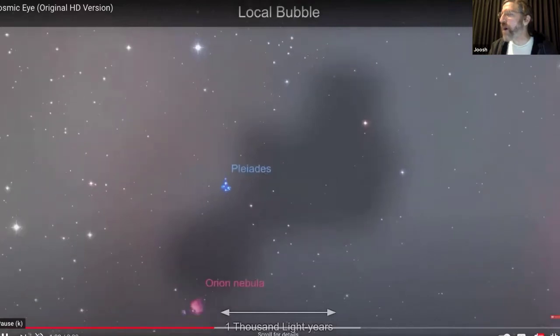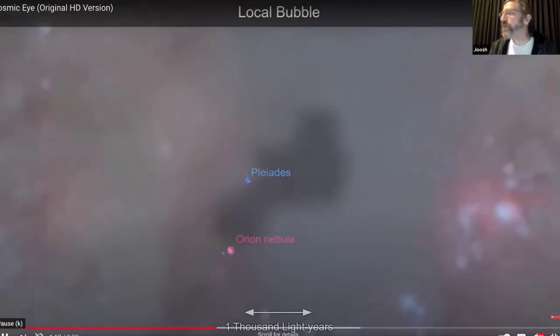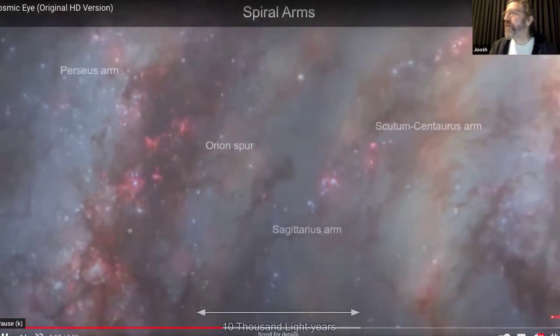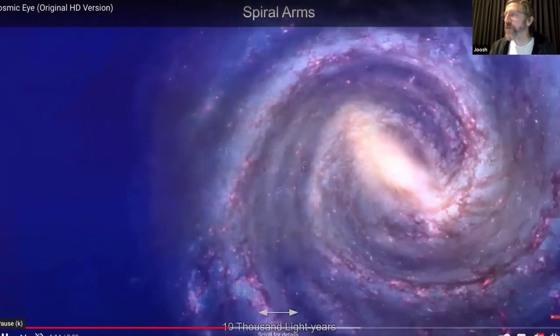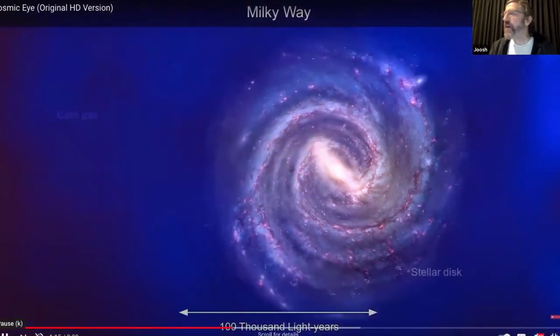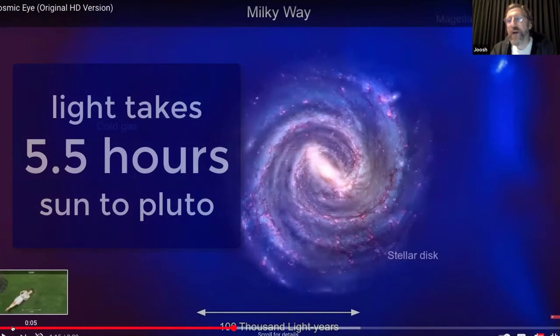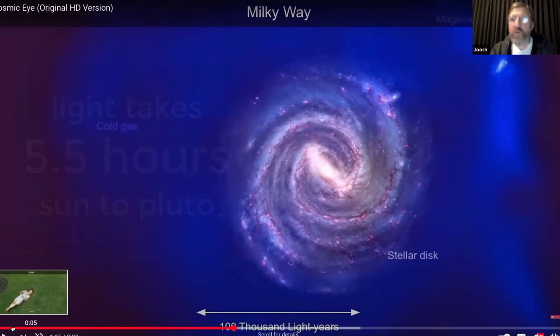We're in the Orion arm. There's the Orion Nebula. When we look up at Orion tonight, you'll be able to see that with the naked eye. And then we keep backing out. This is the big picture of our entire galaxy. Now, this galaxy is gigantic. It takes light many hours to get to Pluto. It takes light hundreds of thousands of years to get across this thing.